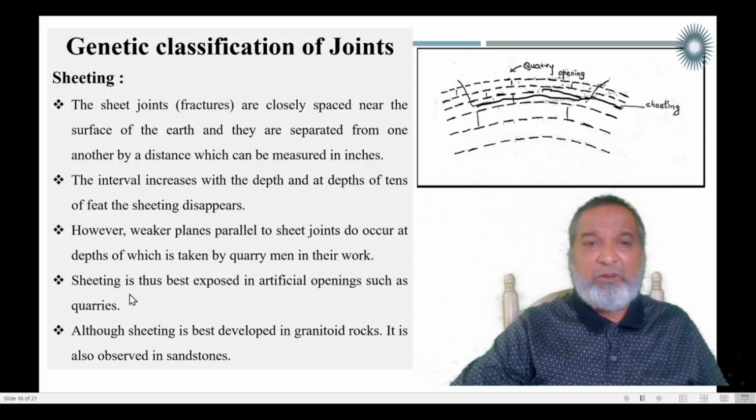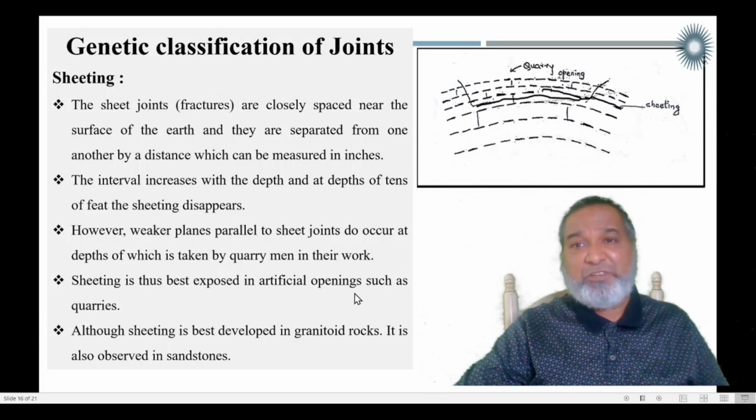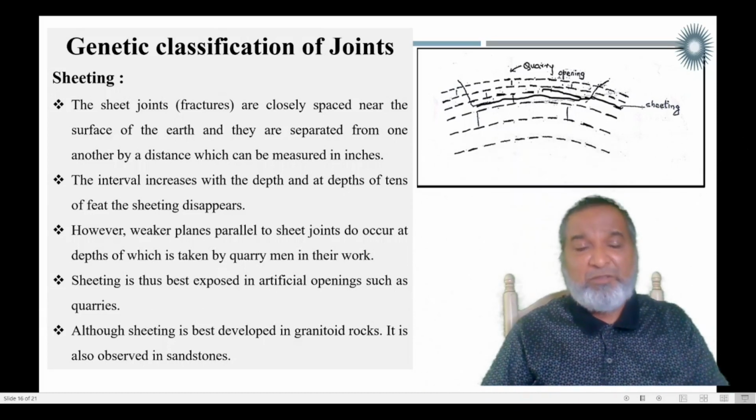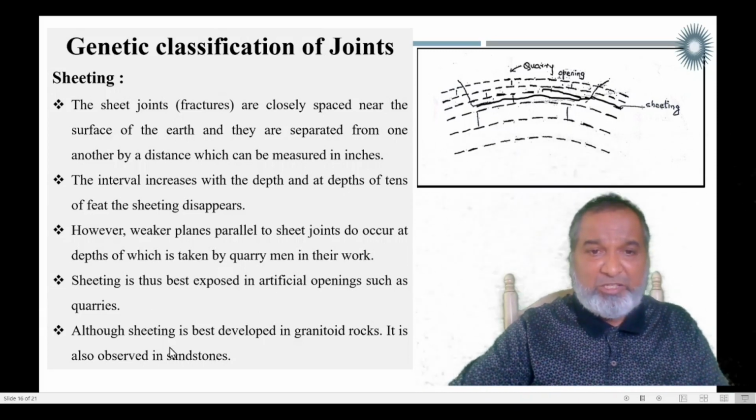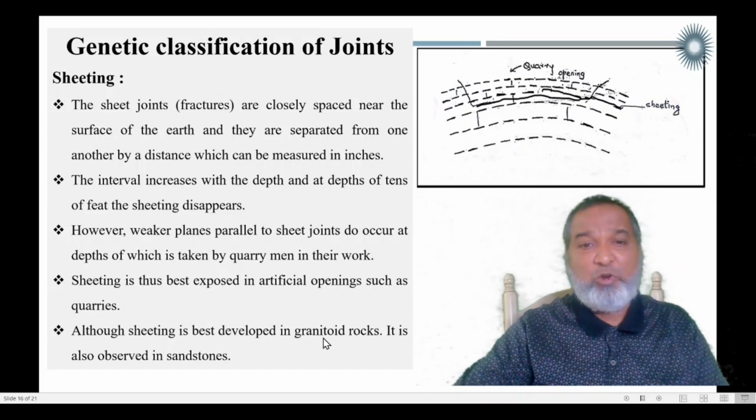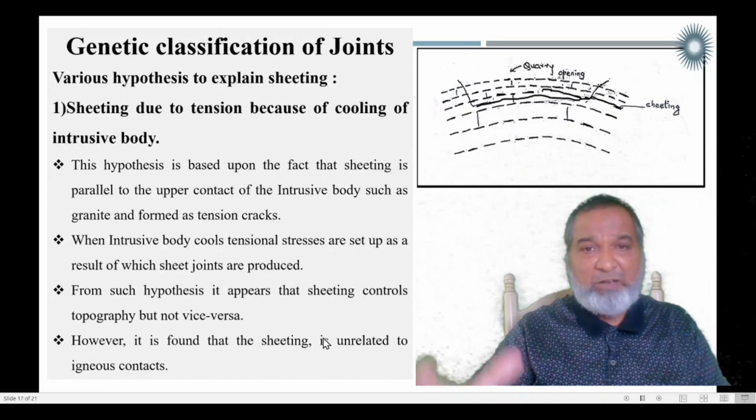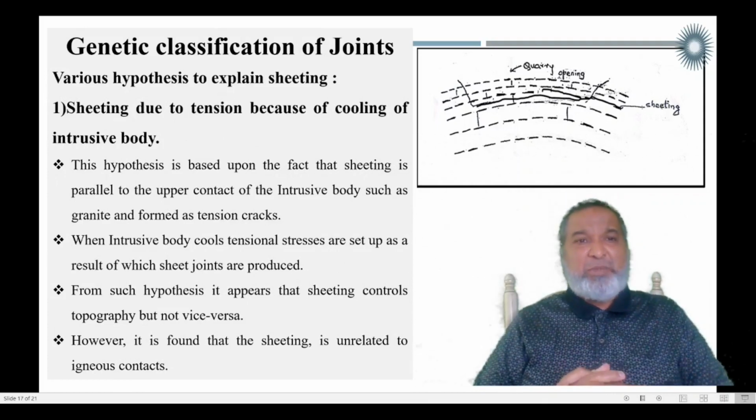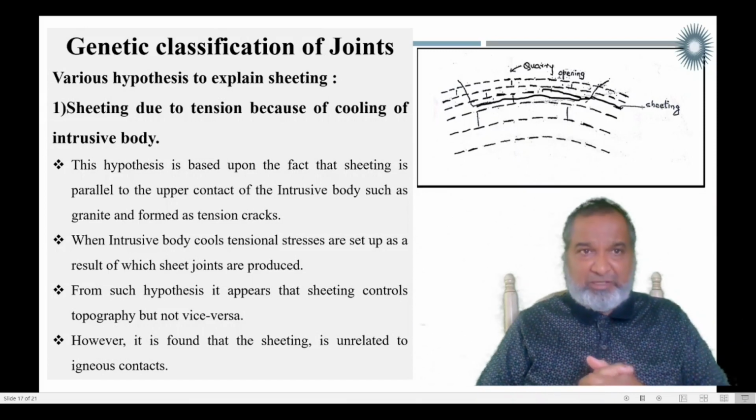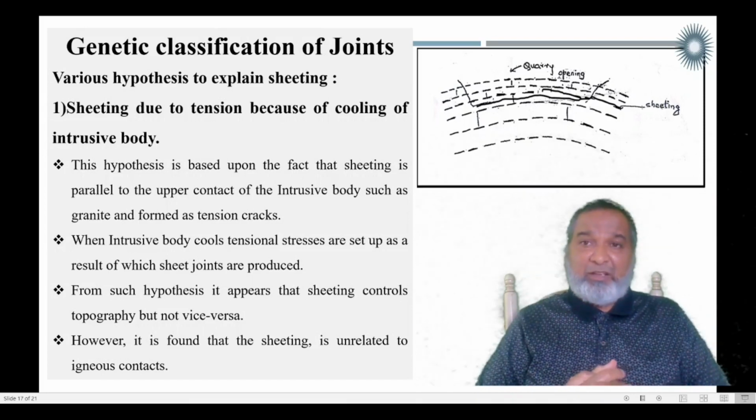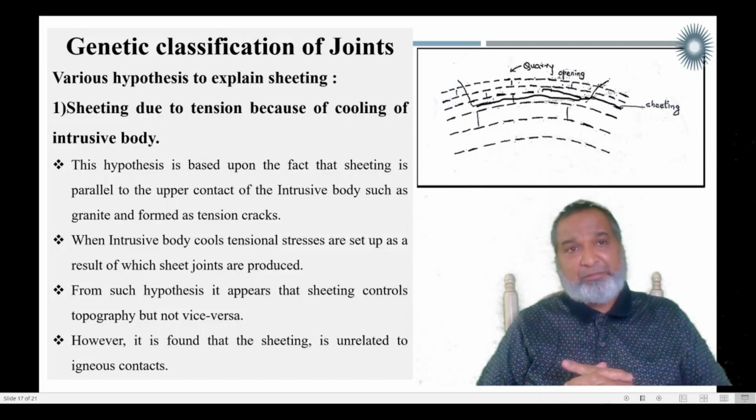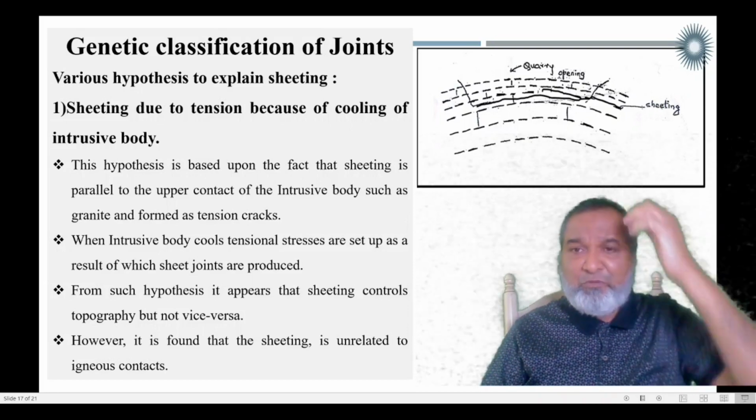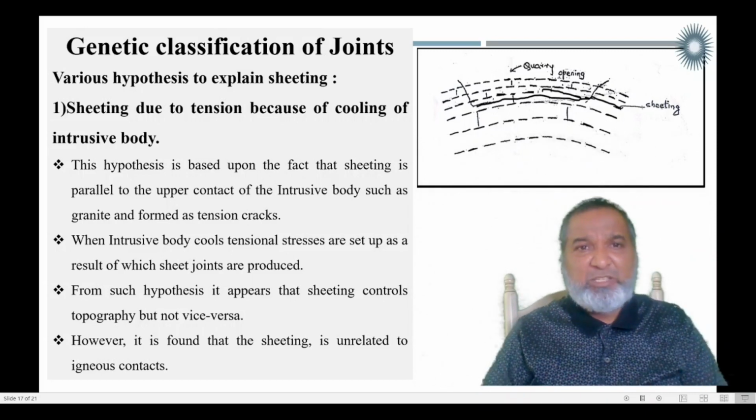Normally sheeting is best exposed in artificial openings such as quarries. In quarries you are going to see these types of sheeting. Sheeting is best developed in granitoids. As I told you, granite is the best one, with sandstone also showing it, but granite is the best one to see the sheeting joints. Now, there are hypotheses, theories put forth by various people, that we are going to see.